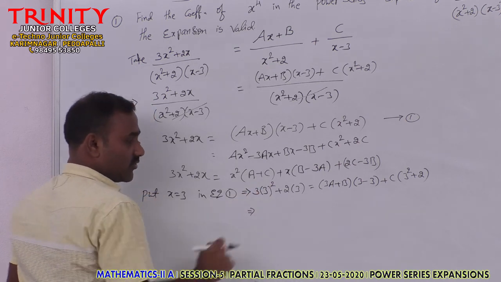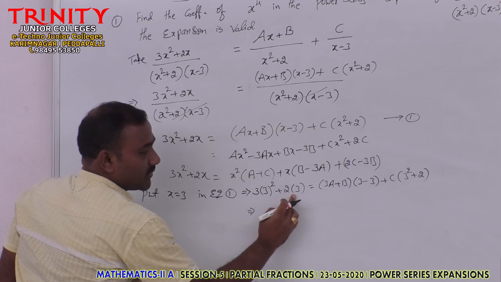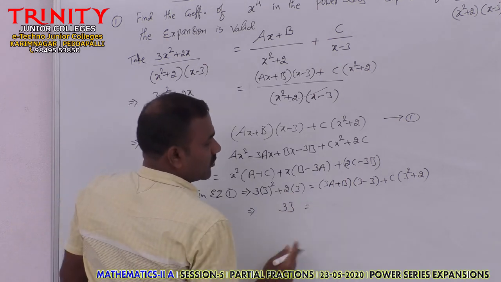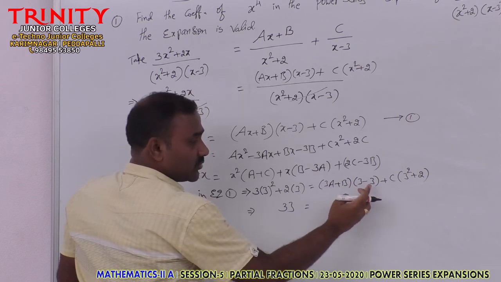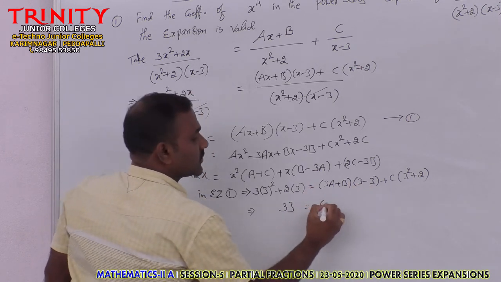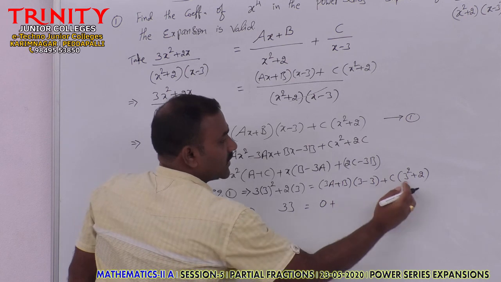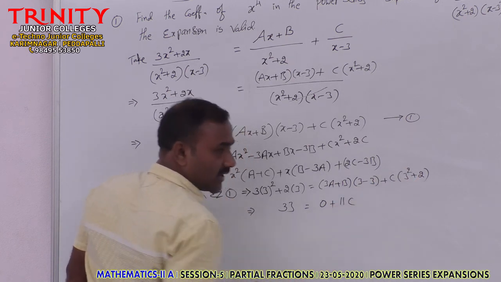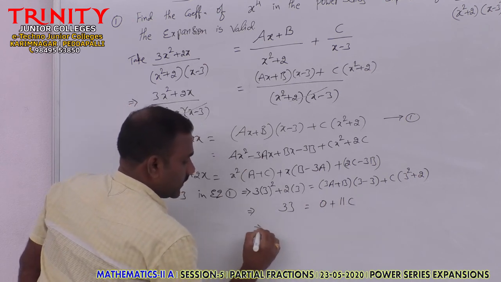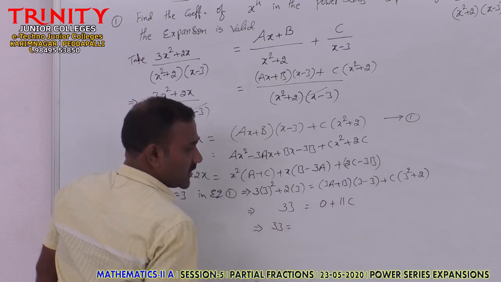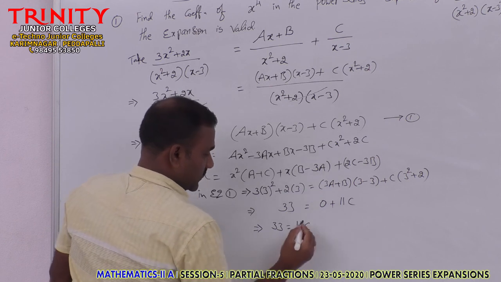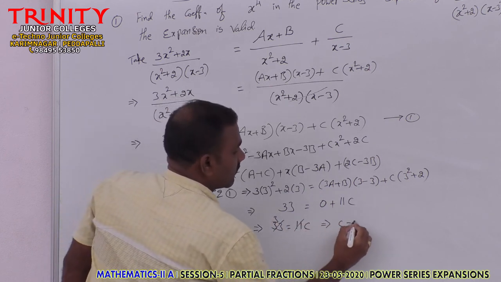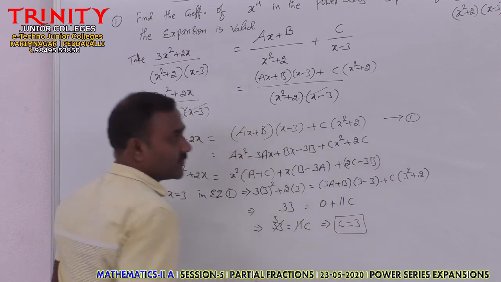9 3s are 27. 27 plus 6, that is 33, is equal to 3 minus 3, it is 0. 0 into something is 0, plus 3 square is nothing but 9. 9 plus 2 is 11. 11c, which is nothing but 33, is equivalent to 11c. 11 ones are 11, 11 threes are 33. Therefore, we got the value of c is 3.